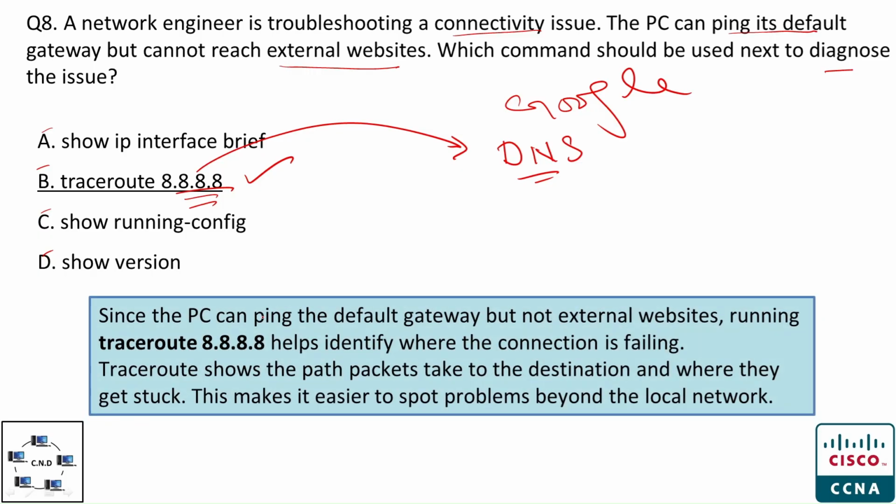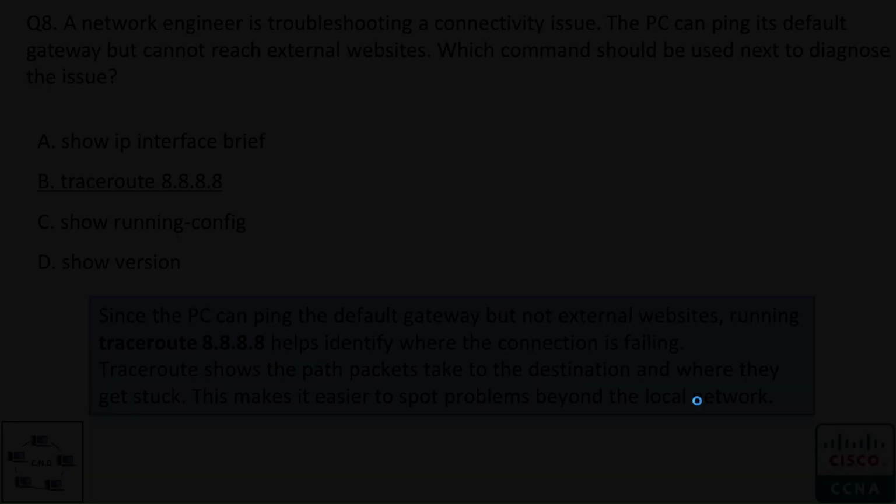So the explanation is, since the PC can ping the default gateway but not external websites, running traceroute 8.8.8.8 helps identify where the connection is failing. Traceroute shows the path packets take to the destination and where they get stuck. This makes it easier to spot problems beyond the local network.